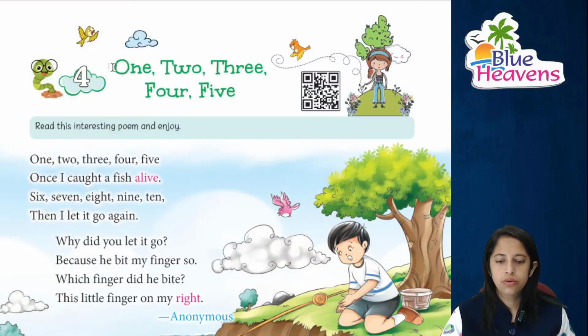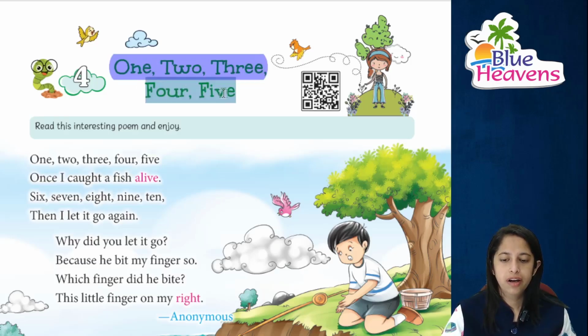Today we'll be doing a very joyful poem, that is 1, 2, 3, 4, 5. So let's just begin. We go directly to this poem and we'll study what this poem is actually about. So the title of our poem is 1, 2, 3, 4, 5, right? So read this interesting poem and we will be enjoying this poem.